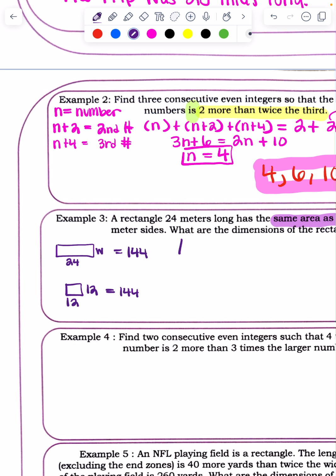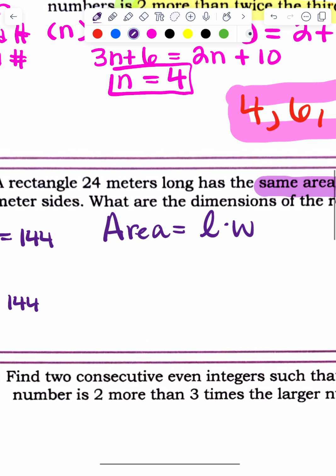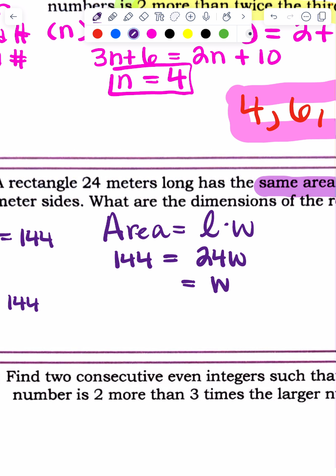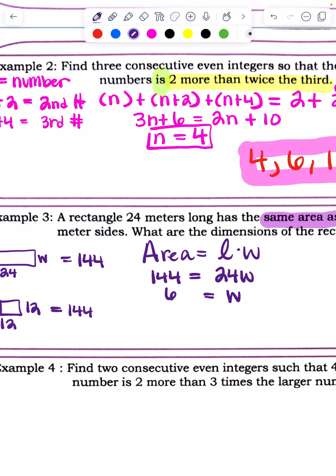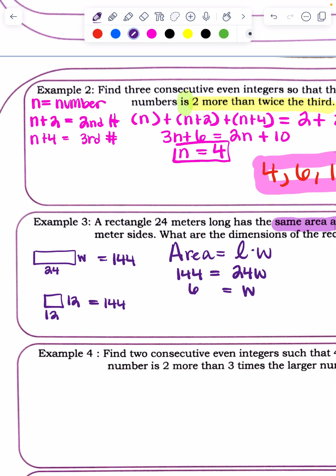So if you remember, the area formula for a square is the same as for a rectangle. So area equals length times width. Well, we know area because it's the same. So 144 equals, we know the length is 24, but we don't know the width. And so we solve by dividing. And so my width is 6. Pretty neat, right? I think it's simple when you create a visual.